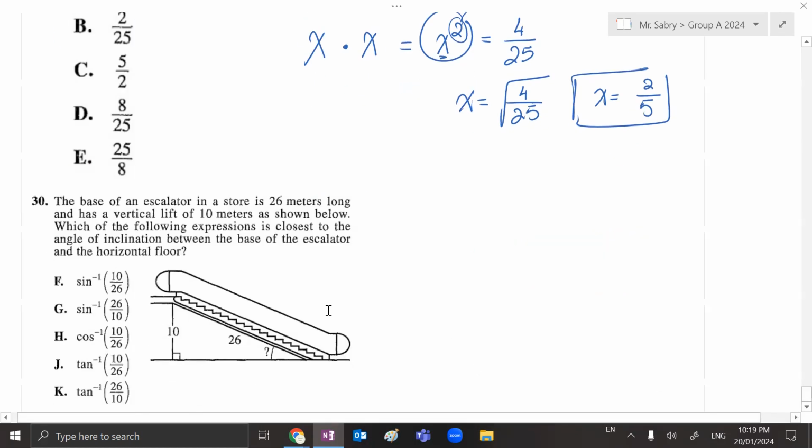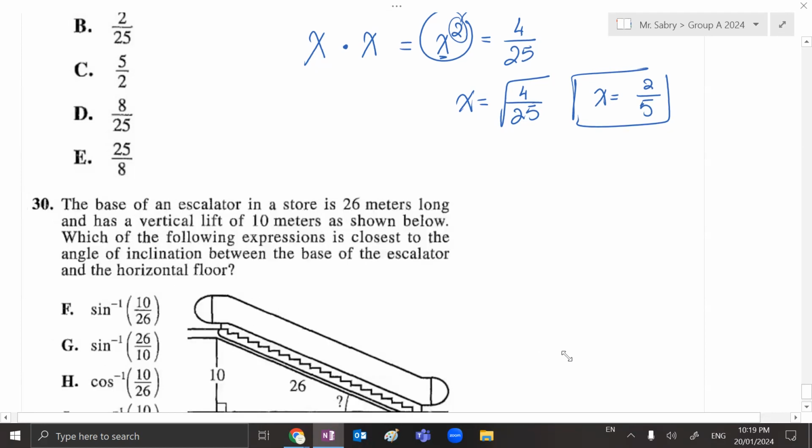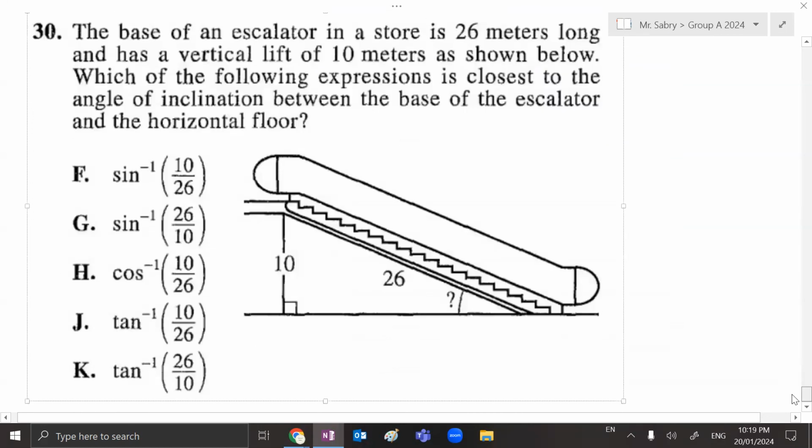Number 30, it says the base of an escalator store. Everything they talked about is clearly written on the figure itself. They need me to find this angle, and they want to know how to find it. They don't want me to calculate it, they just want to know how. So this is also a right triangle. Because it's an unknown and we're trying to link angles and sides, we'll think of sine, cosine, and tan.